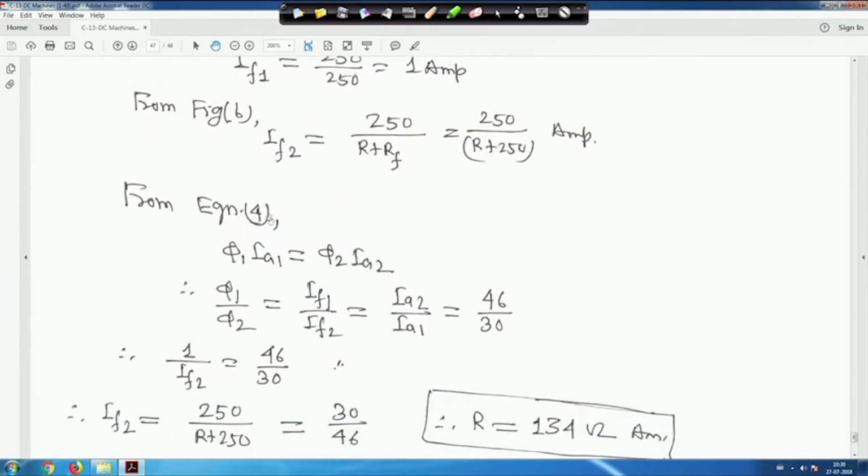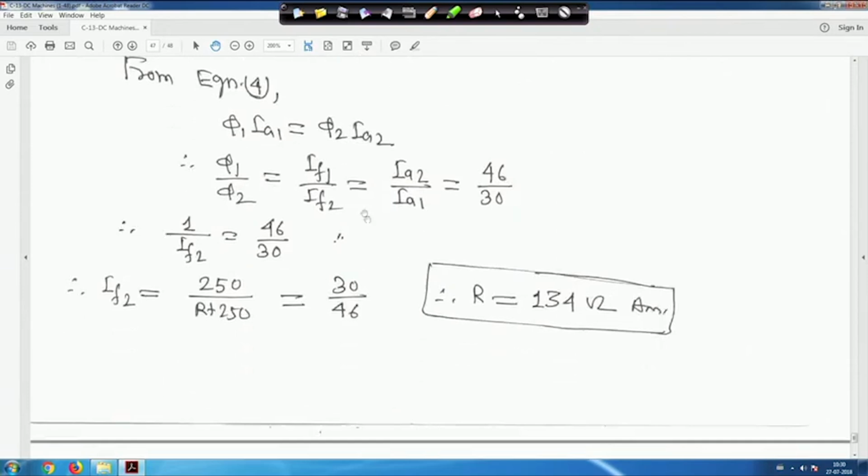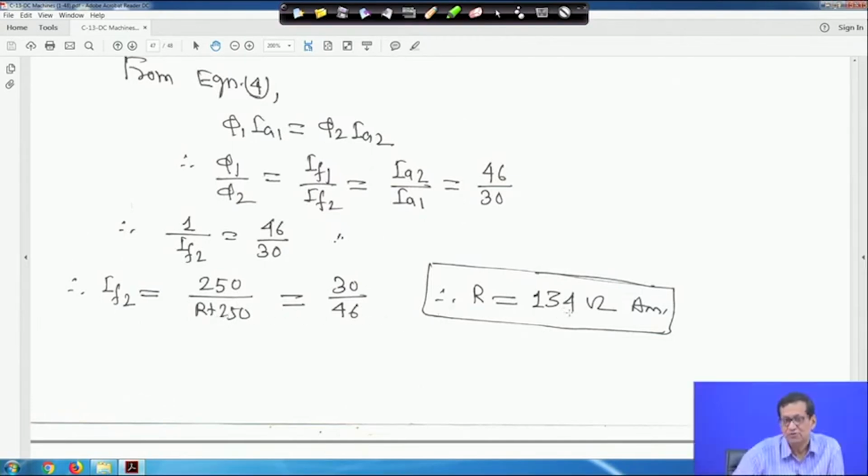Now, equation 4, so phi 1 IA1 is equal to phi 2 IA2. So, we know that flux is proportional to the field current. So, we can make phi 1 upon phi 2 is equal to IF1 upon IF2 is equal to IA2 upon IA1. Substitute IA2 is 46, we got IA1 30. So, 1 upon IF2 is equal to 46 upon 30, but IF2 is equal to 250 upon R plus 250, right. So, it will be 30 by 46. So, after solving this for R, you will get R is equal to 134 ohm. This is your answer, right.